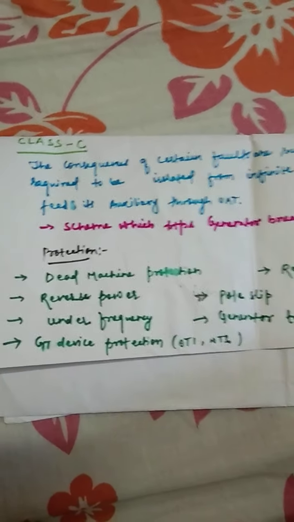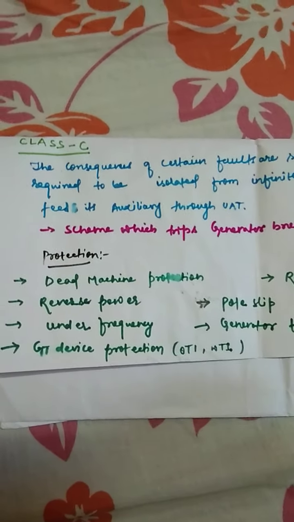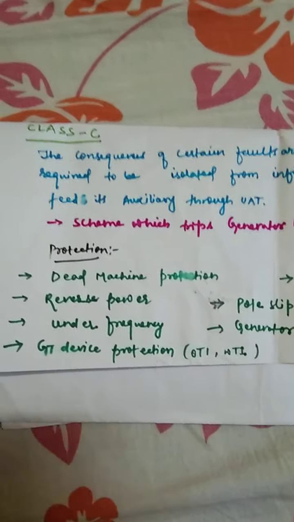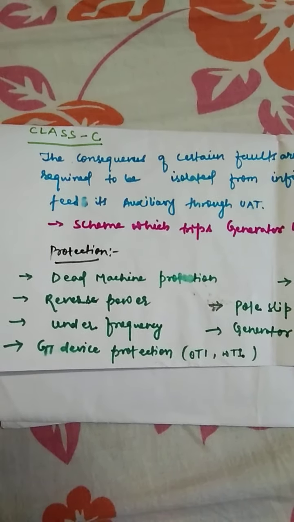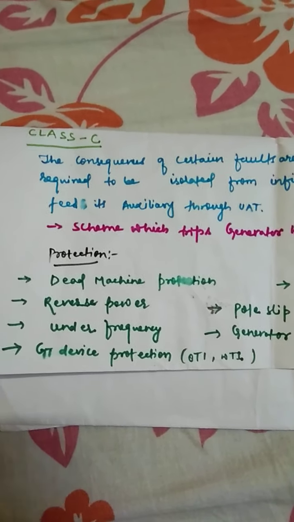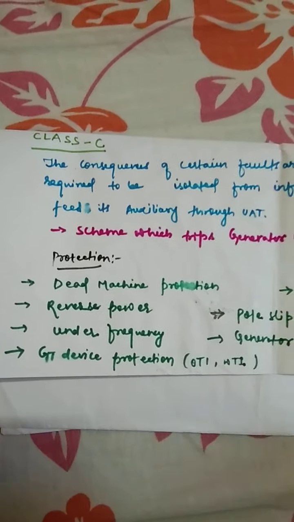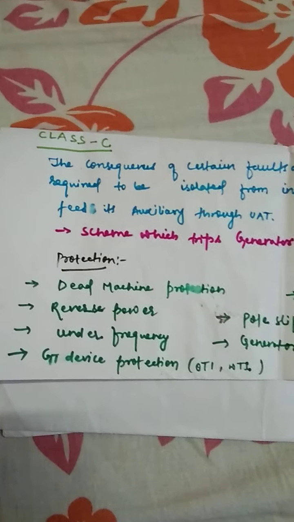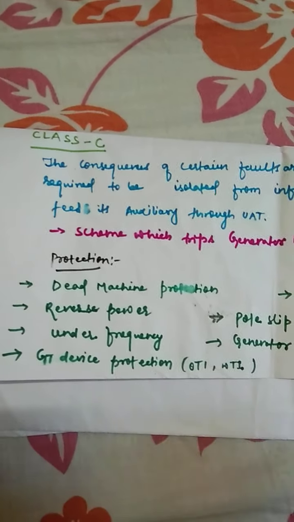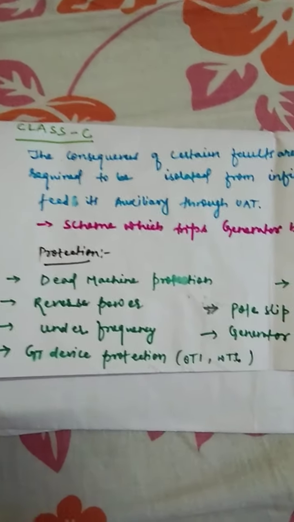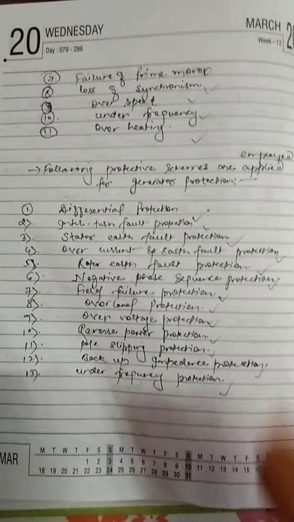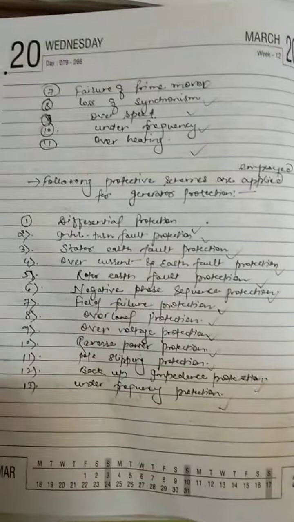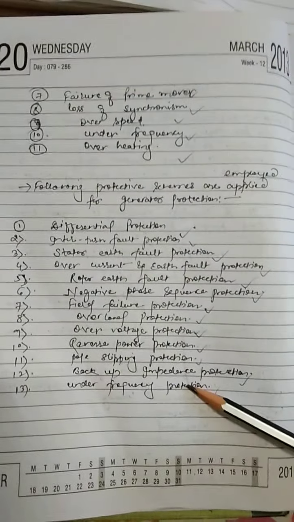So we have categorized all the protection in three classes, class A, class B, class C, and on which basis are we dividing them? Class A is totally focused on generator protection, class B is mechanical protection, and class C you can say is for a fault in the power system. So in that way we have categorized, and at the same time we have also covered these protections.